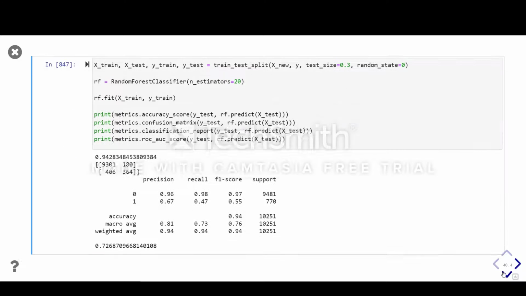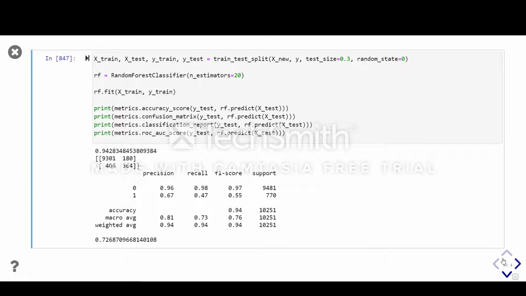And then next we did a random forest classifier, which was just about as good, though not quite as good as the decision tree. That's the one I like the most. And then we move on to regression.